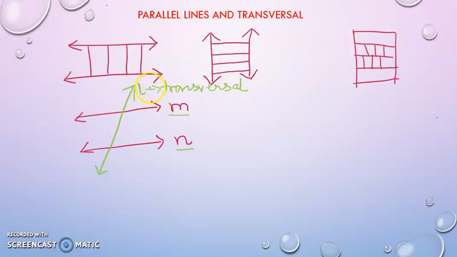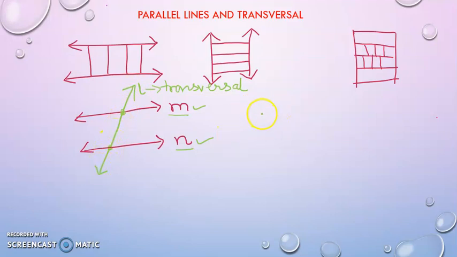A transversal is a line which intersects two parallel lines at distinct points. See, this is a distinct point and this is a distinct point. Are you following, students? I am repeating again. Lines M and N are parallel lines. I am not saying this is transversal, I am saying this is parallel. The transversal line is this line in green ink. A line which intersects two parallel lines at distinct points. These are the distinct points, students. That is why this line L is called a transversal.